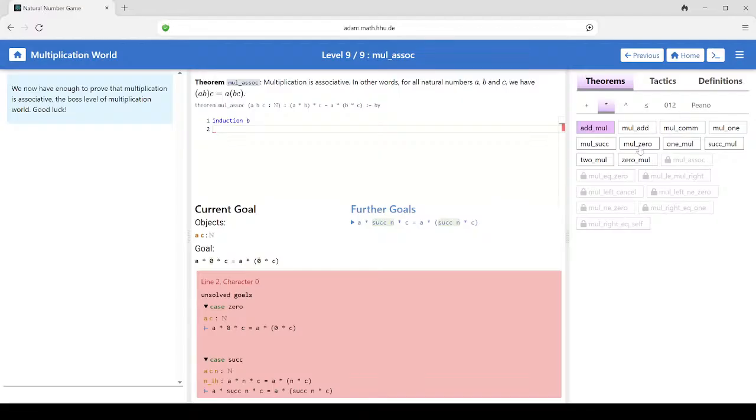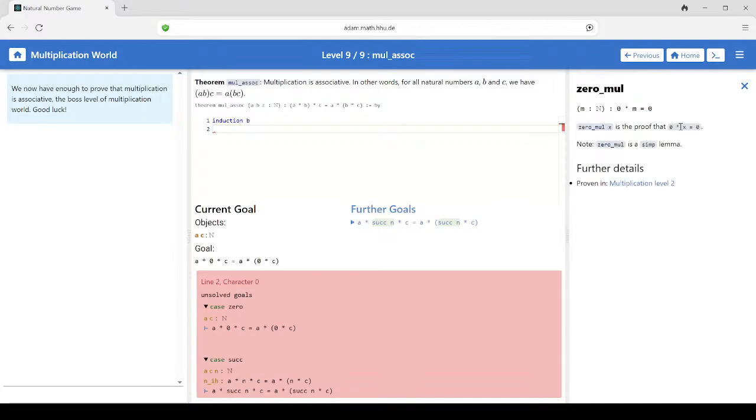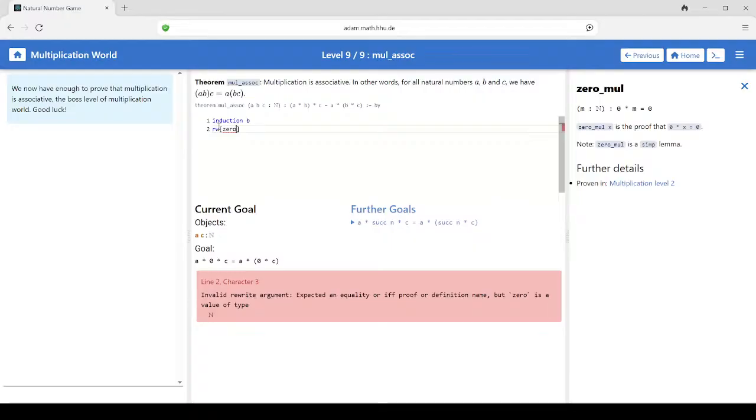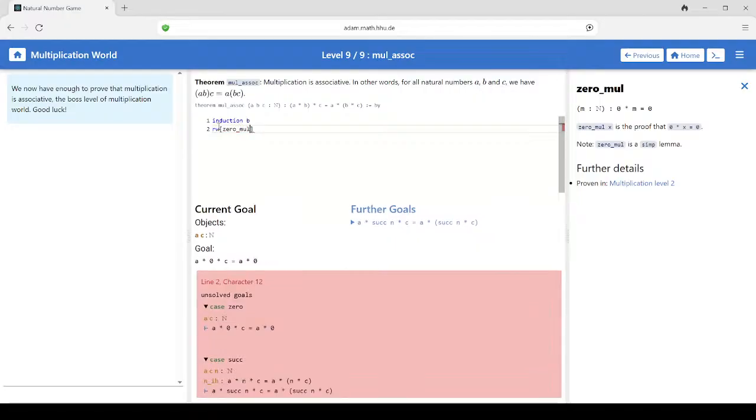We want the other one. We want the opposite. Hang on, where is it? Multiplies. Yeah, 0 multiplied by anything is 0. So we'll do that. Rewrite 0 underscore multiply.